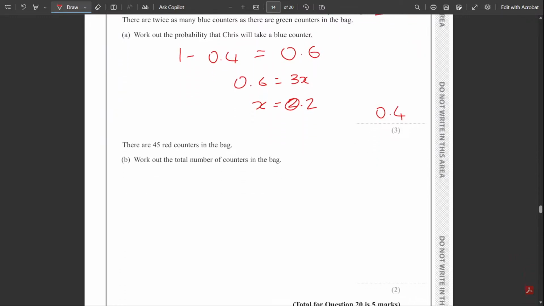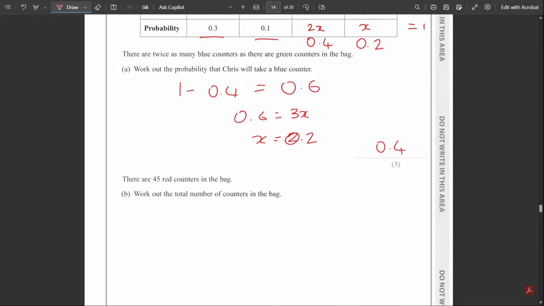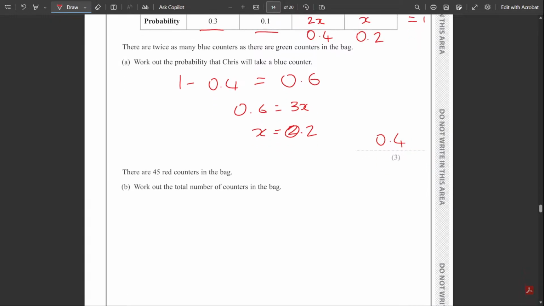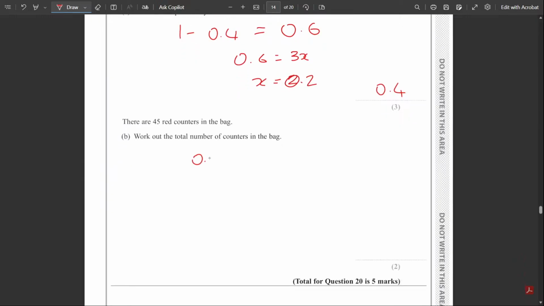If 45 red counters in the bag, work out the total number of counters in the bag. So we go 45 red counters. So 0.3 represents 45 counters. That means 0.1 would be a third of it. Remember, divide it by 3, you get to 0.1. Divide that by 3, you get 15. So 0.1 is equal to 15 counters.